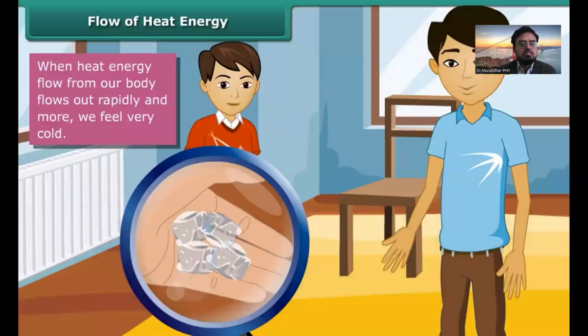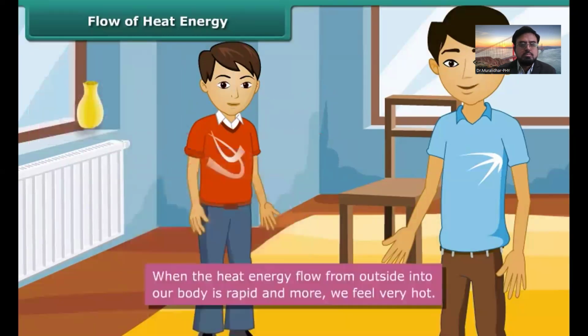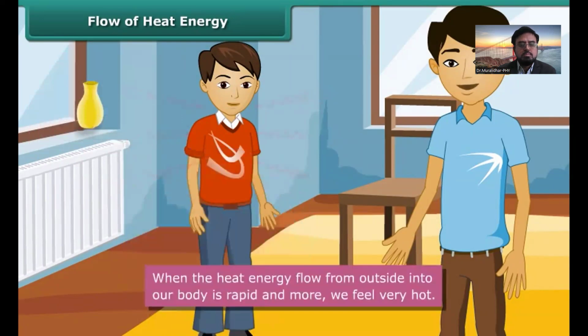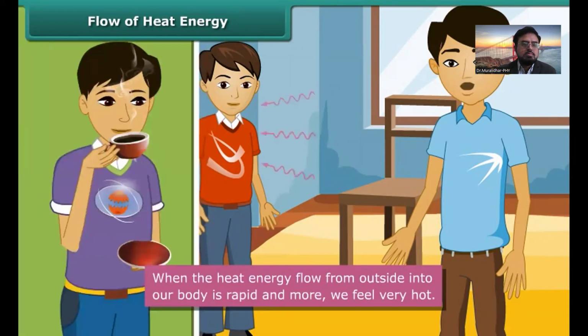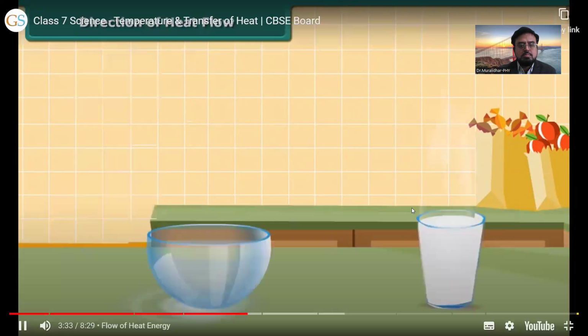Ice on the palm gives a sensation of cold because heat from your body flows out of your body to the ice. With this heat, the ice on your palm melts. When the heat energy flow from outside into our body is rapid and more, we feel very hot. This is the case when we hold a cup of coffee. The heat from tea or coffee flows to the hand. Thus, it is the flow of heat energy which determines the cold or hot.